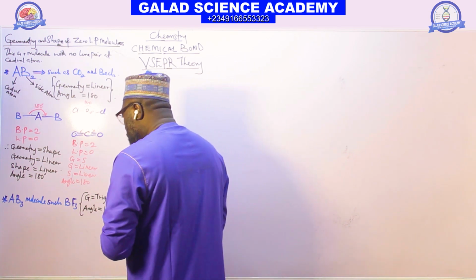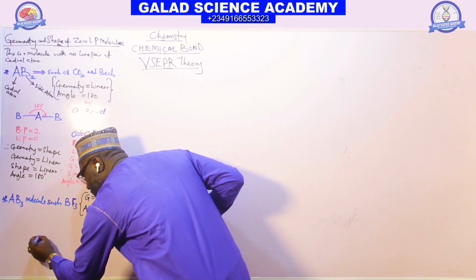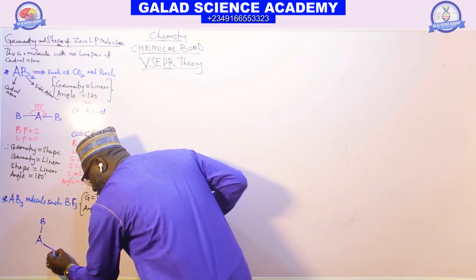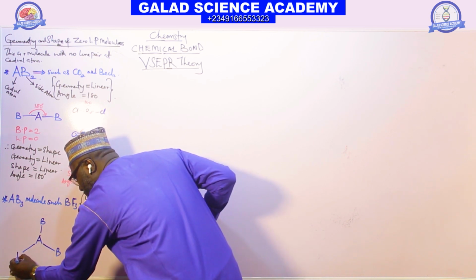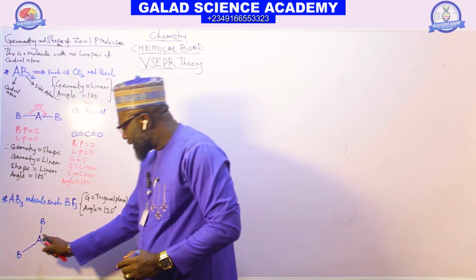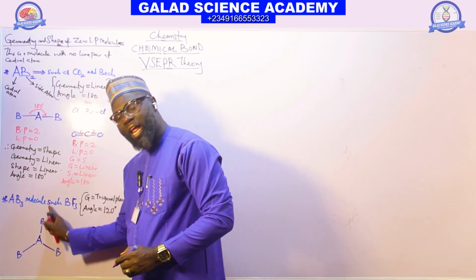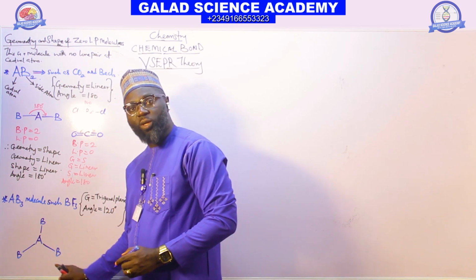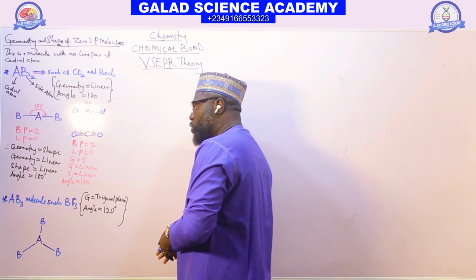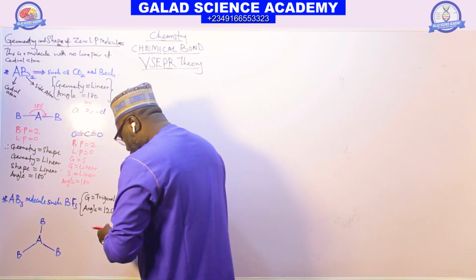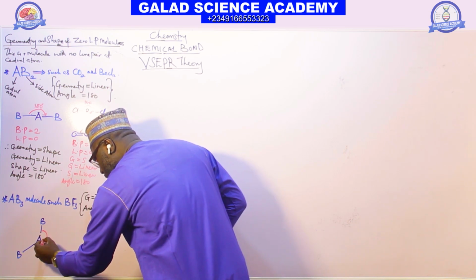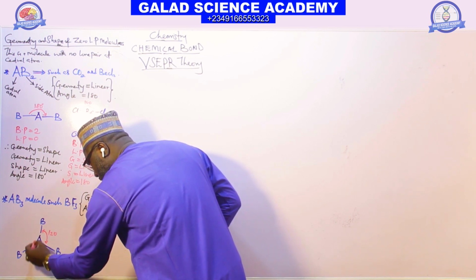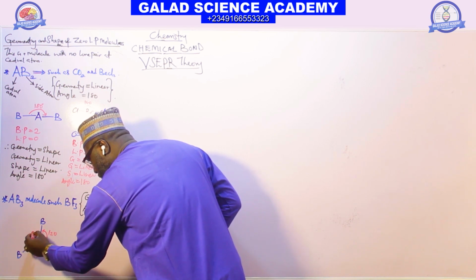So if we want to draw this, we have something like this. A is the central atom. We have B here, another B here, and another B here. You can see that this side is equal to this side, like an equilateral triangle. The three angles give 360, and dividing 360 by 3, we have 120. So the angle here is 120, the angle here is 120, and the angle here is also 120.